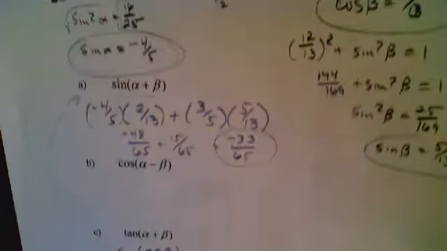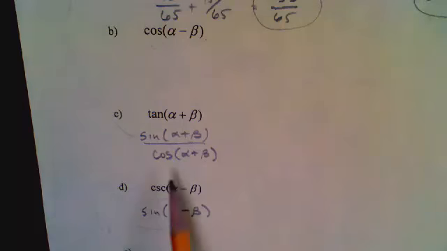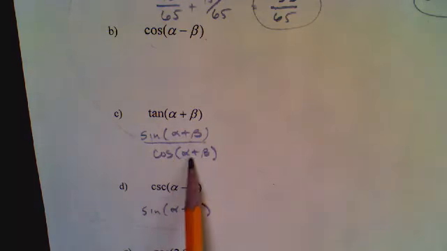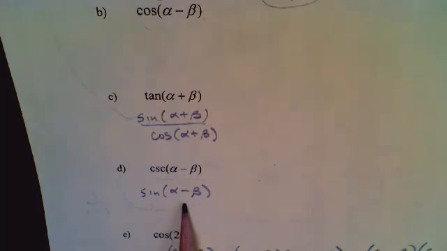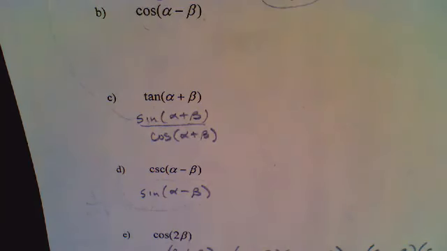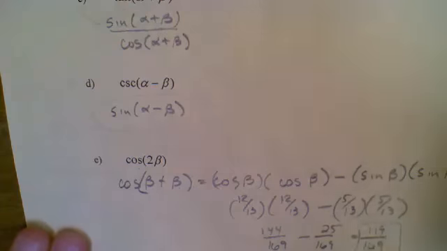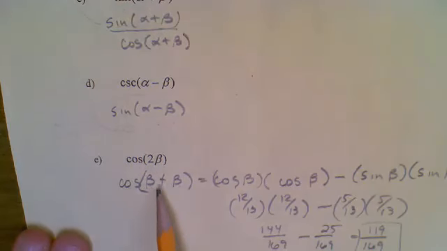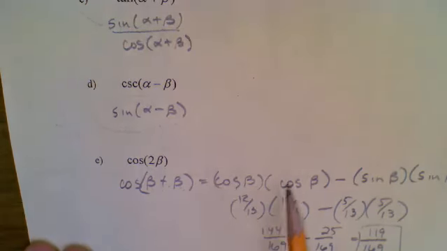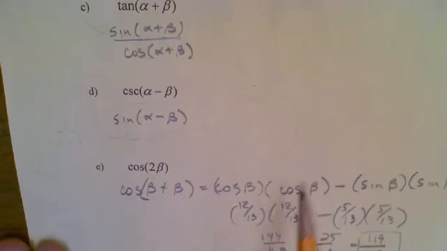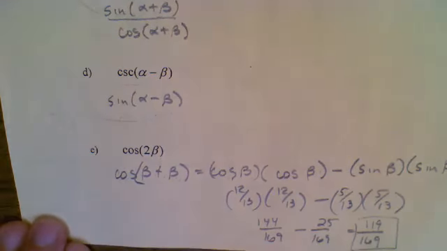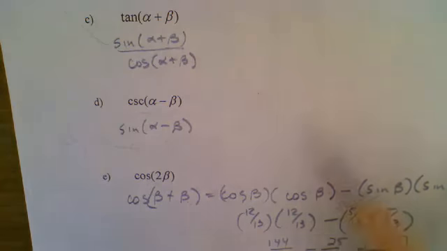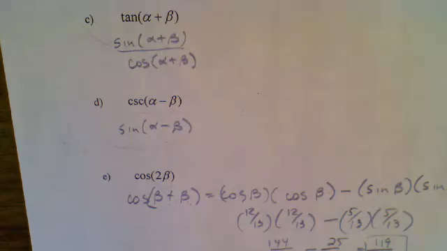Then everything is just filling things in until you get to tangent, where you have to know to take the sine over the cosine. For cosecant, find the sine of the angle you're looking at and then flip it, find its reciprocal. And this one you can think of as the cosine of beta plus beta. Since they're both the same angle, it's the cosine of the first, cosine of the second, minus the sine of the first and sine of the second. Then fill those in and get your answer. Okay? I'll post a picture of the solution, and you can look at that as well. Hope that helped.